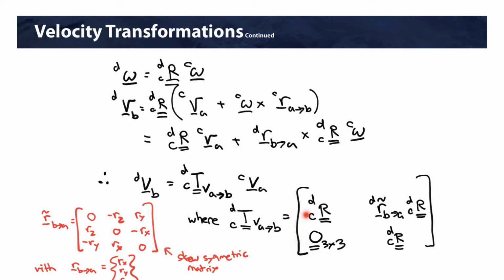All right, and so this is a 6x6 matrix that converts our velocity from one point to another point and from one frame of reference to another frame of reference.